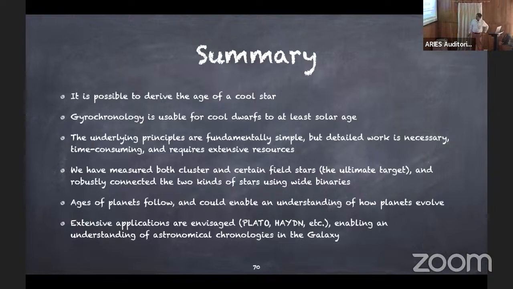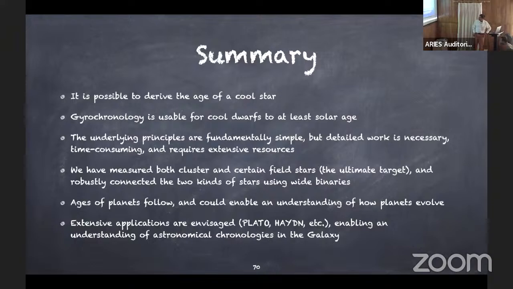That's the end. So Wendell will be happy. It's possible. So the summary is that it's possible to derive the age of a cool star. Gyrochronology is usable for cool dwarfs to at least solar age. The underlying principles are fundamentally simple, but detailed work is necessary, time-consuming, and requires extensive resources. We've measured both cluster and certain field stars, which are, of course, the ultimate target, and robustly connected the two kinds of stars using wide binaries.